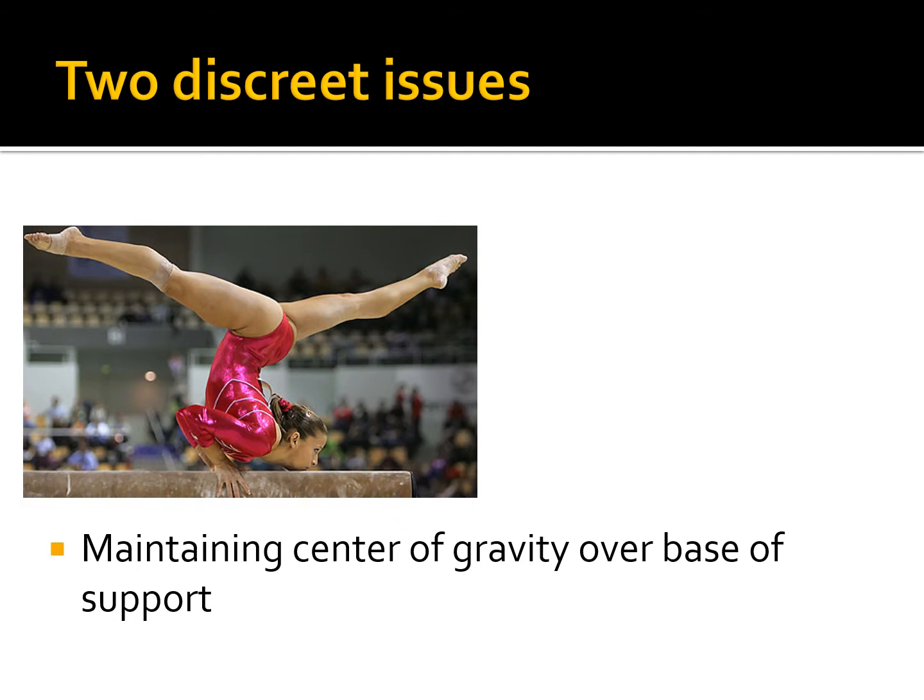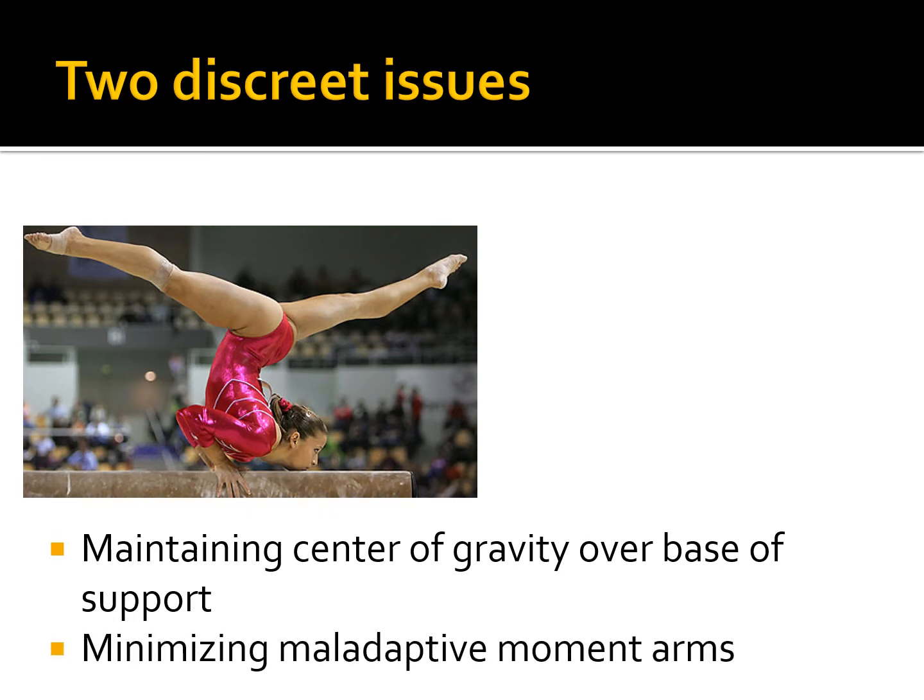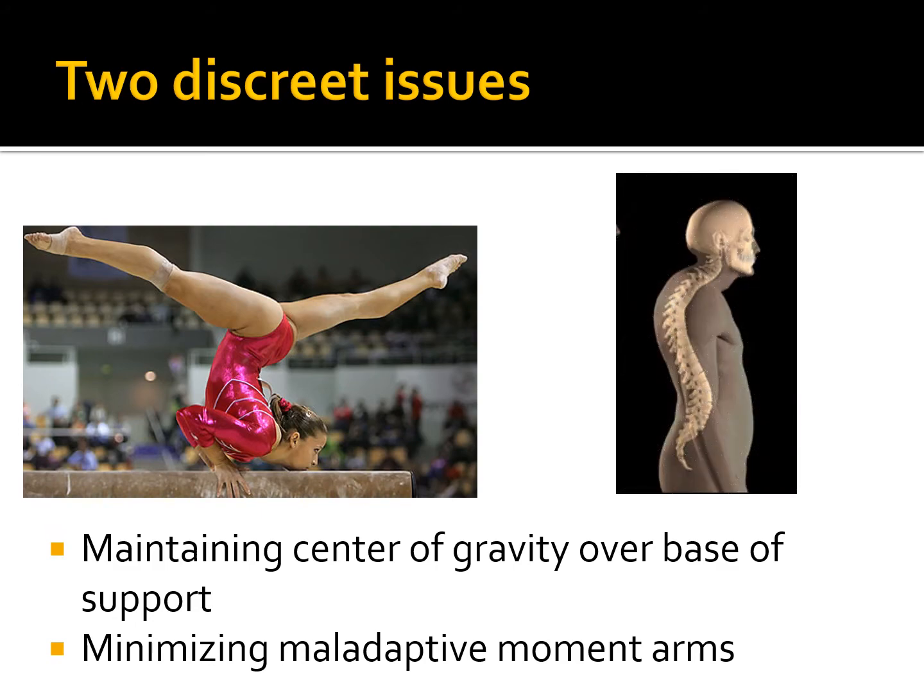And the second thing is what your grandma used to yell about when you were slouching around the house, which is minimizing maladaptive moment arms. So here we see somebody with a big forward head and thoracic kyphosis. This is the center of mass of the head, and as you can see, the head and neck are creating a big external flexion moment on the thoracic spine.